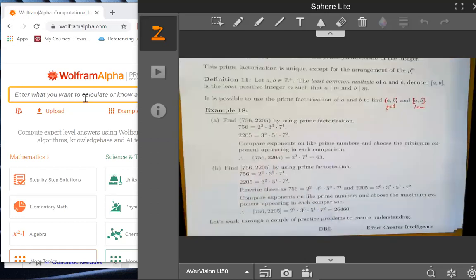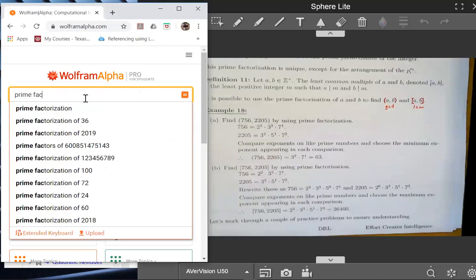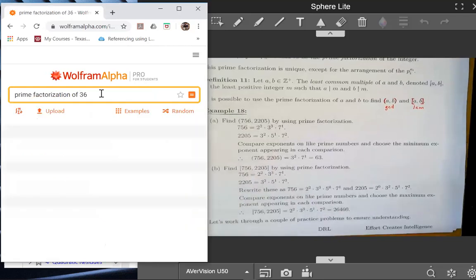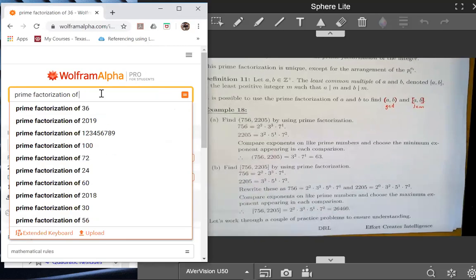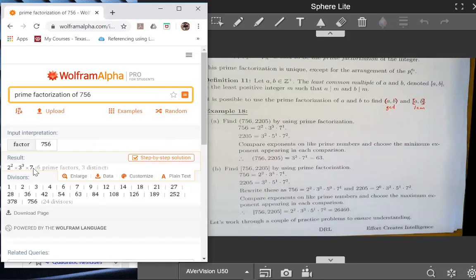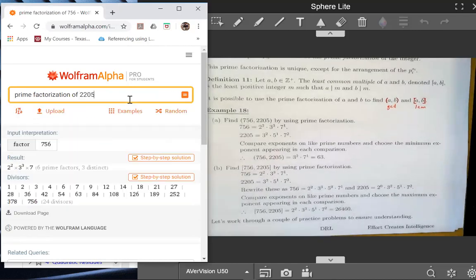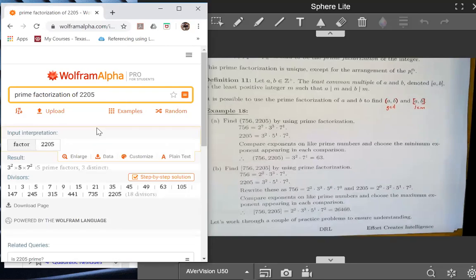If you're not sure how to get that, we can use technology and ask, what's the prime factorization of 756? And we see 2 squared, 3 cubed, and then times 7. I like to put the to the first power so that it's easy to distinguish. And if we want the prime factorization of 2205, Wolfram Alpha will give us our solution: 3 squared, 5 to the first power, 7 squared, and there we have it.